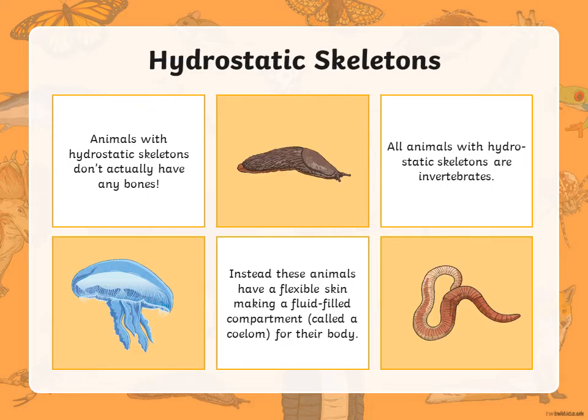Hydrostatic skeletons. Now these are the squishy kinds of animals. They don't have a skeleton on the inside or on the outside. They don't actually have any bones. Instead, these animals have a flexible skin, a bit like the outside of a balloon, that makes a fluid-filled compartment called a coelom, even though it looks like colon, for their body.